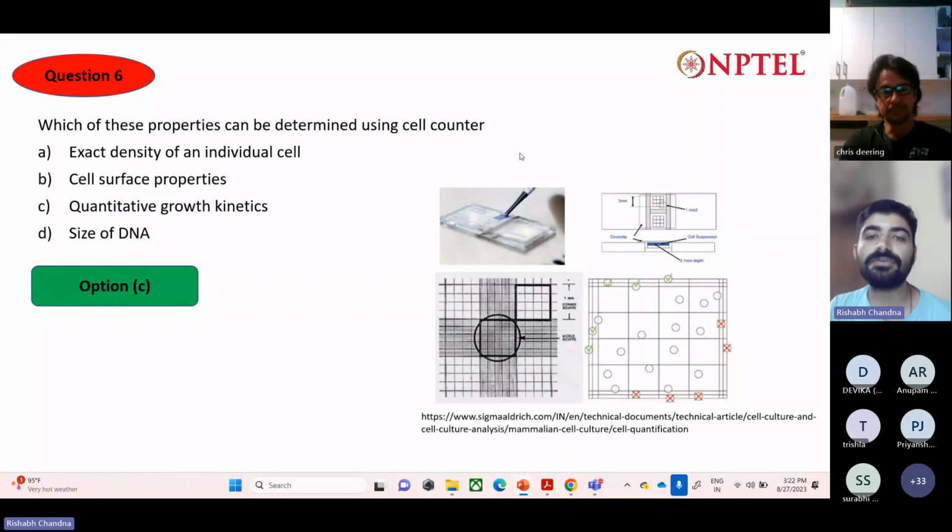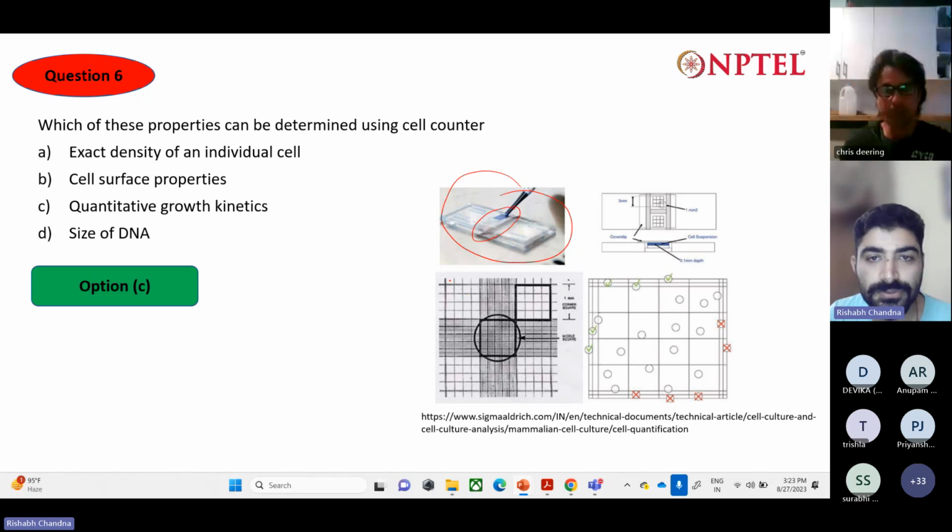So this is the basic design of a hemocytometer, and I'll explain briefly how we measure quantitative growth kinetics. Basically, we measure how the cells divide on the basis of their number. The first figure is a hemocytometer. It's a slide, and in between there is a region marked by lines, with four large quadrants. We count the cells in these quadrants, and each big square contains about 16 small squares, which helps us count the cells in each big square.